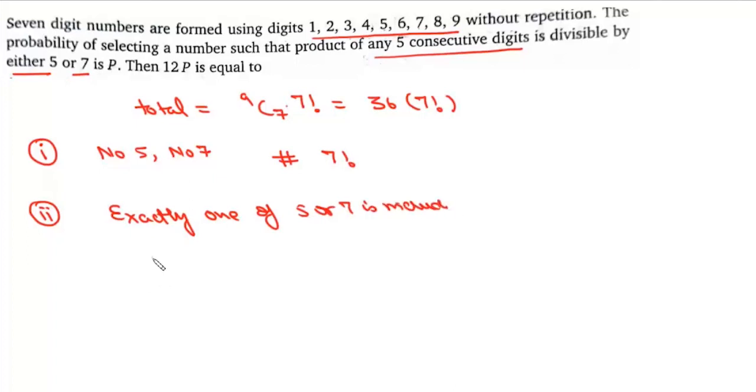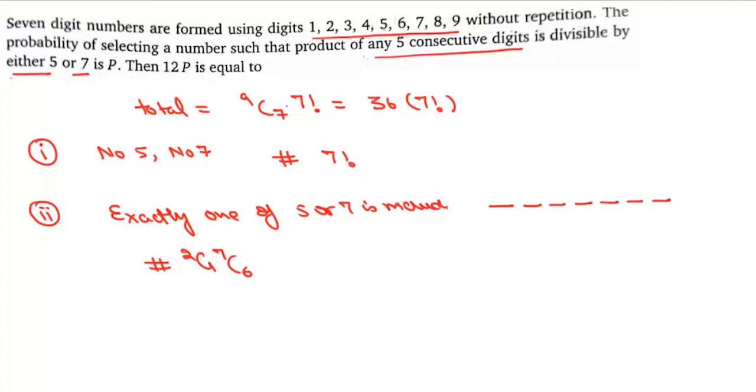Now in this case, which one? So from these two, we'll select one. So it'll be 2c1, and then from the remaining 7, we have to select 6. So there'll be 7c6. Now it's a 7-digit number: 1, 2, 3, 4, 5, 6, and 7.